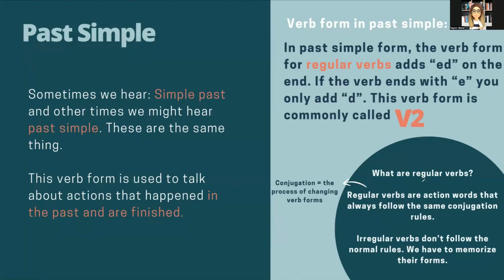However, if you're not sure about the word conjugation, or you have a completely different word in your first language for this, it's the process of changing verb forms. When you change the form of the verb, we call it conjugating the verb, or the process is conjugation. Regular verbs will always follow the same rules. When a verb doesn't follow that rule, that makes it an irregular verb.